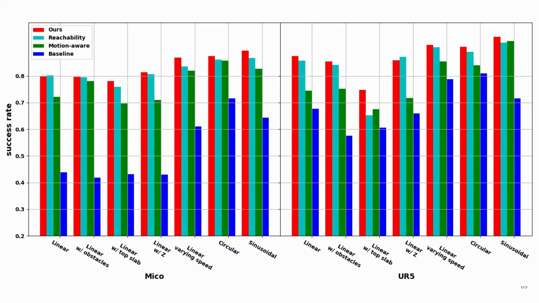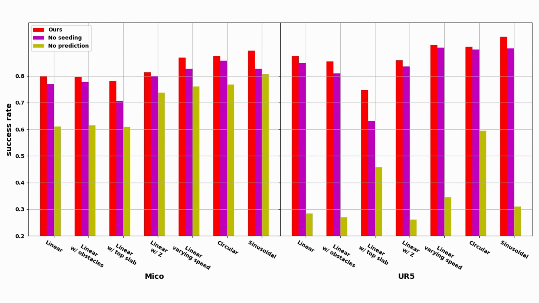Thirdly, reachability only is better than motion aware only. As you can see, the cyan bar is almost always higher than the green bar. This result indicates that reachability awareness is more important than motion awareness in dynamic environments. This makes sense because intuitively, even though a graph is robust given the current object motion, if it's not reachable, that's a waste of computation time.